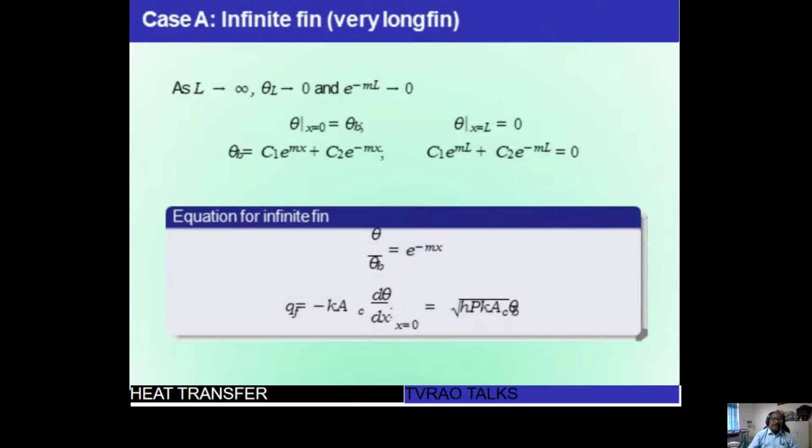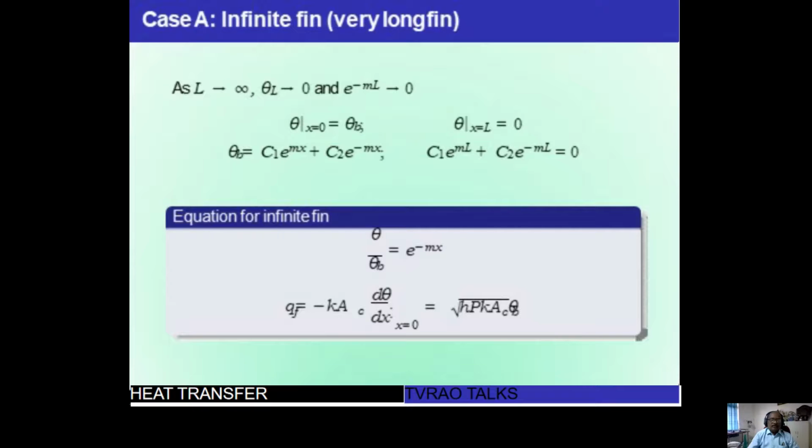If you substitute again in that equation, then theta by theta b equals e to the power of minus mx, or theta equals theta suffix b into e to the power of minus mx. Theta means T minus T infinity by Tb minus T infinity. So this equation we can call the temperature distribution equation.